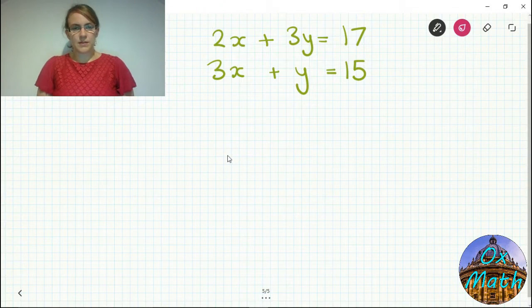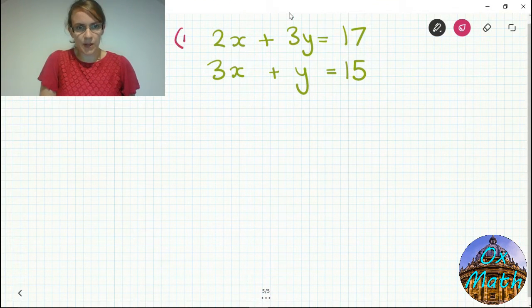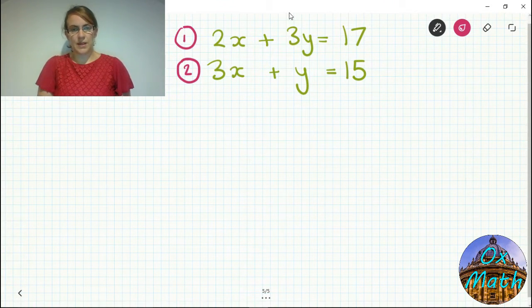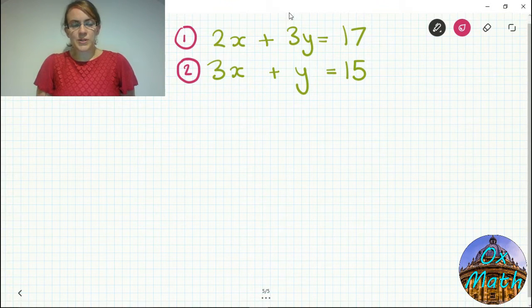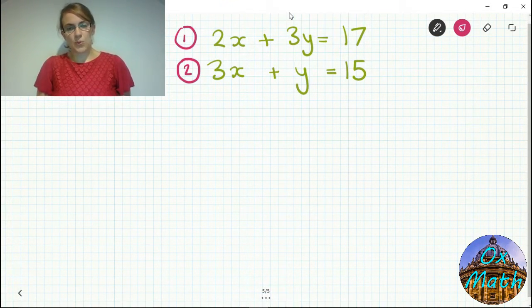Okay, so in this example, we can't directly compare because we don't have the same number of x's or the same number of y's. So at this point, we can't eliminate either the x's or the y's. So if I call this one equation 1 again and this one equation 2, it helps to see what you're doing. It's good to keep track of what you're doing. We want to be able to directly compare, so we need to get either the x's or the y's the same.